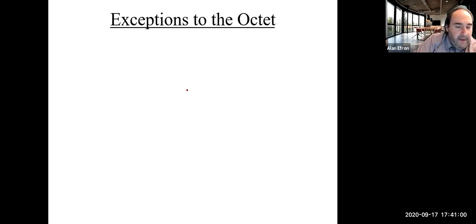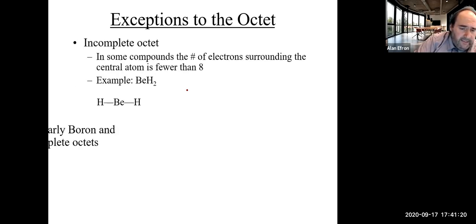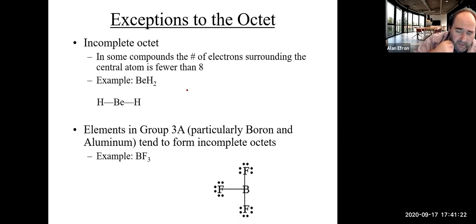So we talked a lot about the octet rule, and if you've taken the class before this, you talked a lot about the octet rule, and everybody always obeys the octet rule, and of course that's a lie. So here we're going to talk about some exceptions to the octet rule, and there's a few different exceptions. The first one is what is referred to as an incomplete octet, which basically means that there are fewer than 8 electrons around it.